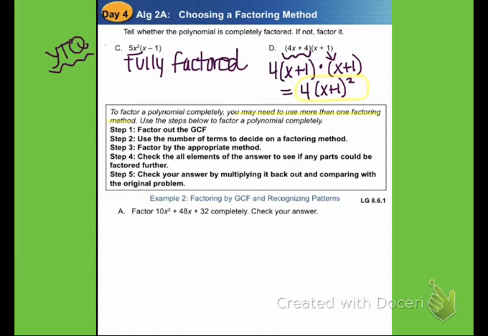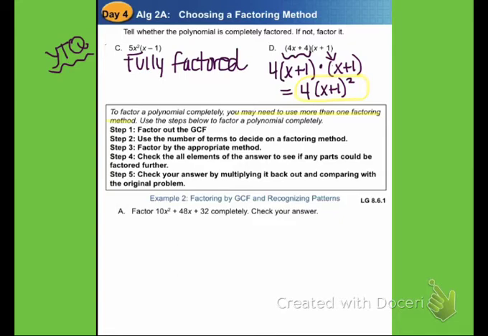So you want to examine, analyze what you have and see if you can choose a factoring method. Once you've chosen a factoring method, then go ahead and factor using the appropriate method. And then check all the elements of the answer to see if any parts can be factored further. So you might get down to the point where you have 2 binomials, but maybe one of the binomials could be factored further, as was the case in example D up on the top of this page. And finally, check your answer by multiplying it back out and comparing it with the original problem. So using your FOIL or distributive property or whatever to check back and see if it matches up with the original problem. So let's work through these 5 steps with example 2.